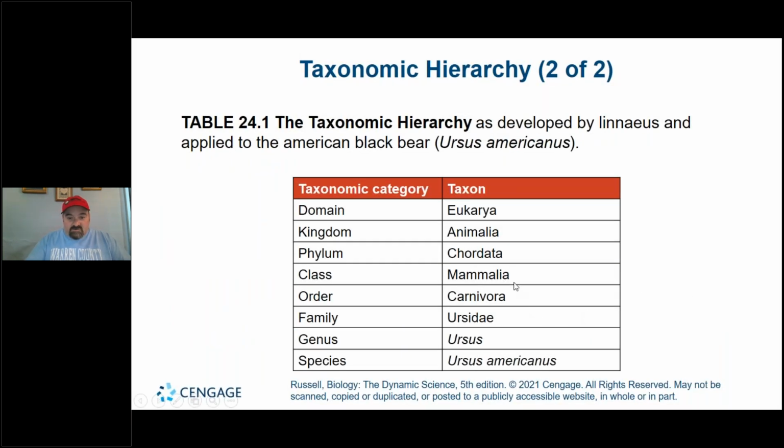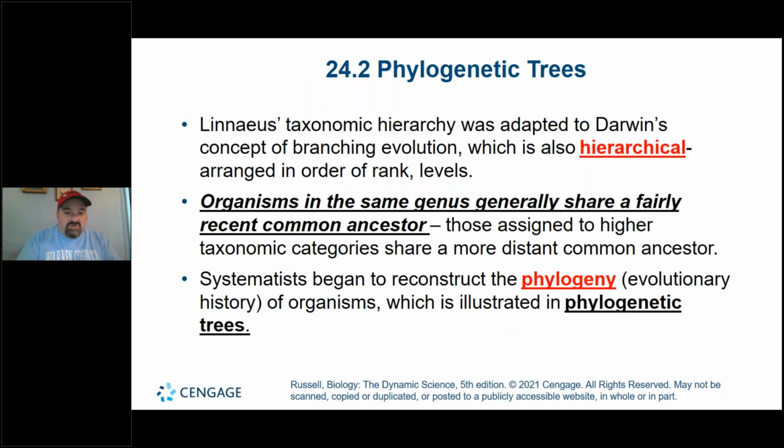And then we looked at the mammals and the carnivores as far as class and order. And so we move on. Okay, so the tree itself, right? Hierarchical, meaning that it's arranged in order of rank and levels. And so we'll go from more diverse to more specific as we move up with the trees that we create.